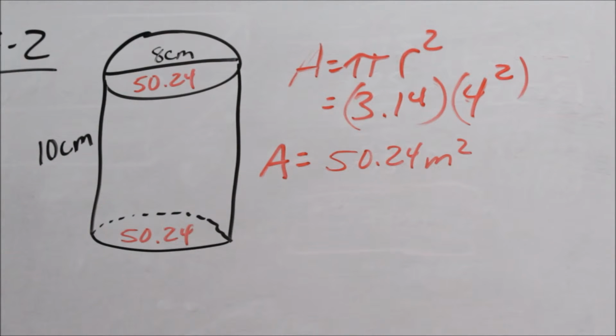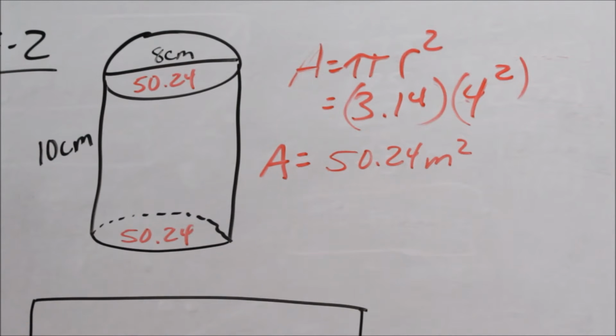Alright, now we need to find the area of, when we unfolded the label on the vegetable can, remember it turned out to be a rectangle. So the area of a rectangle is base times height. Well, we can see that the height is 10 centimeters. Okay, but we've got to find out what the base is.